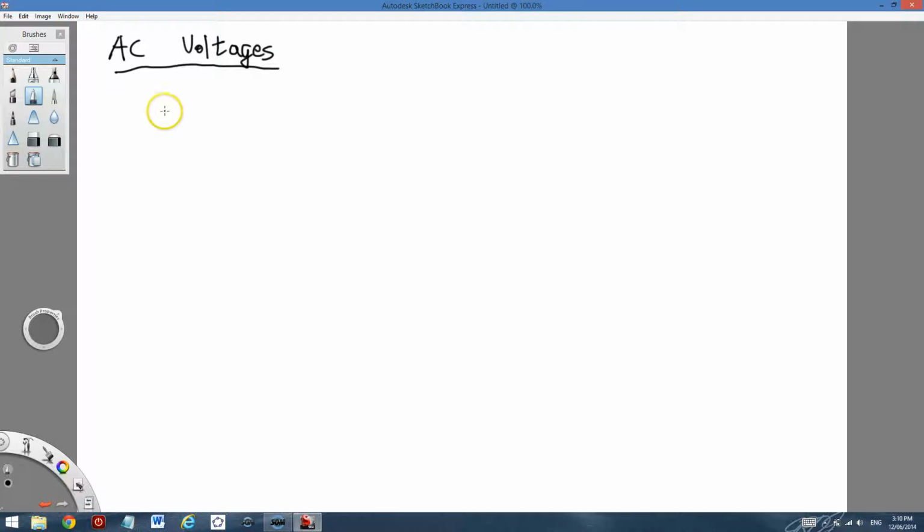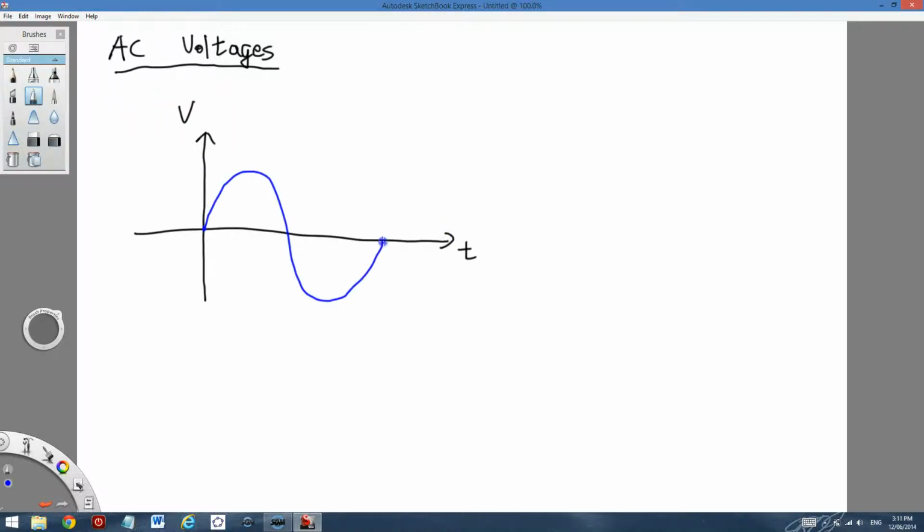I'm going to sketch a voltage versus time graph first. Okay, here is a voltage versus time graph of AC current. This is only one period, it goes on forever. It's a typical sine graph, and as you can see, the voltage can be positive or negative.